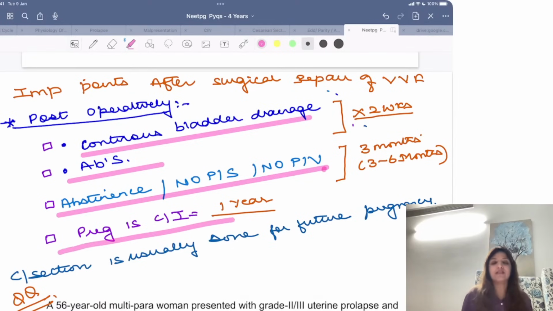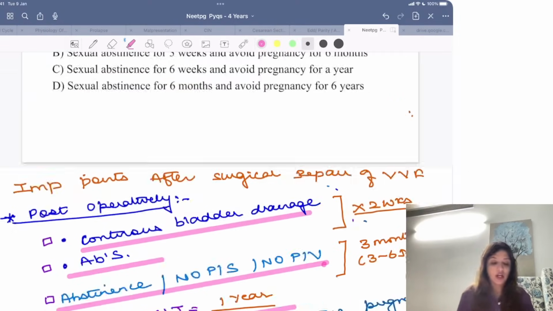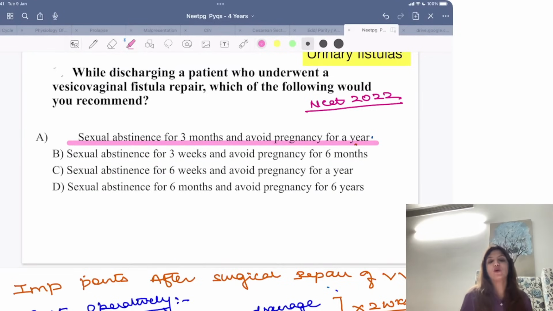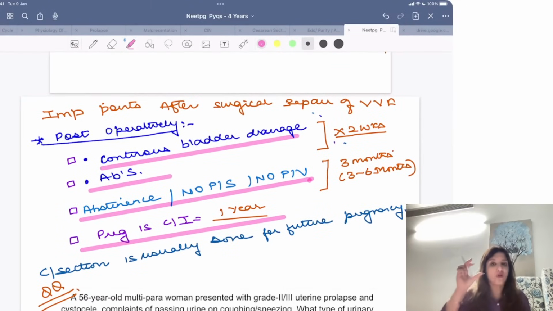And pregnancy is contraindicated for 1 year. Right? And whenever a patient of VVF conceives, then the delivery has to be done by cesarean section. So over here you have to tell them that they have to undergo sexual abstinence for 3 months and they have to avoid pregnancy for 1 year. Very straightforward question. You have to remember these post-operative advices.